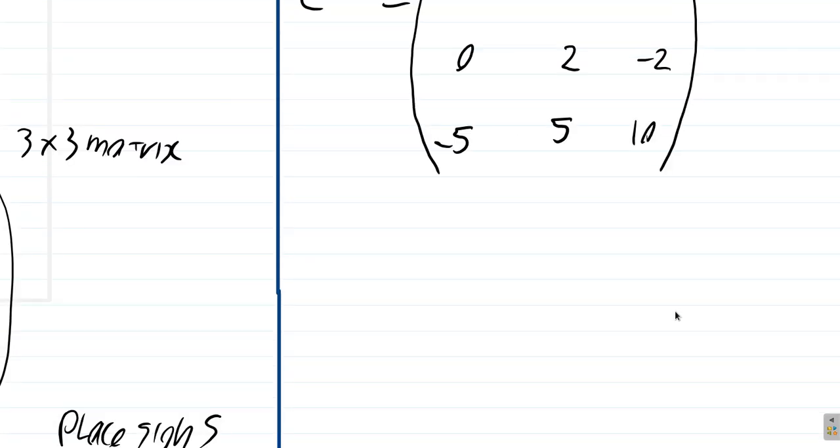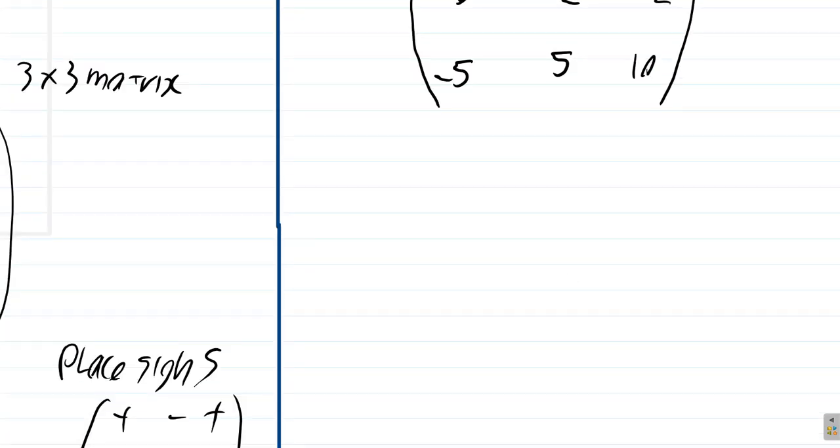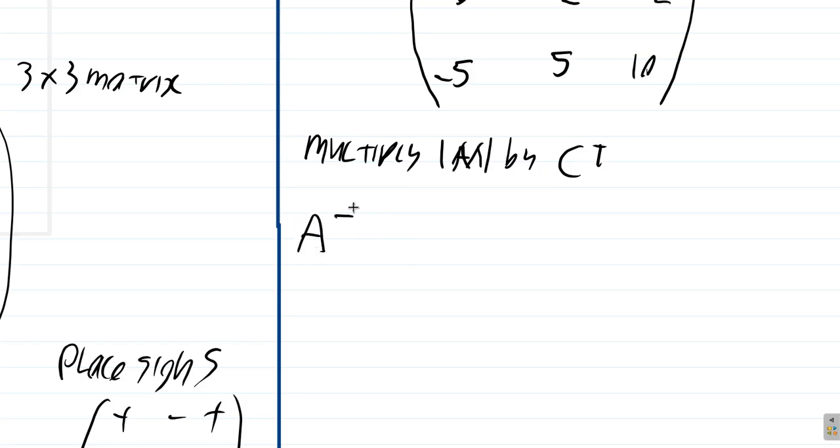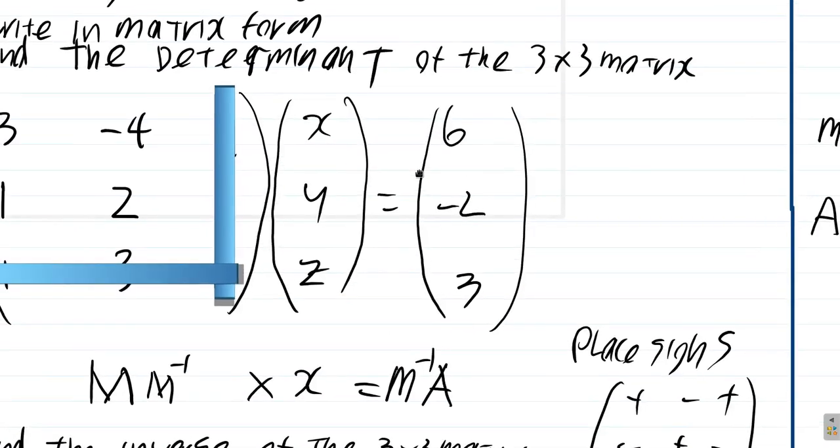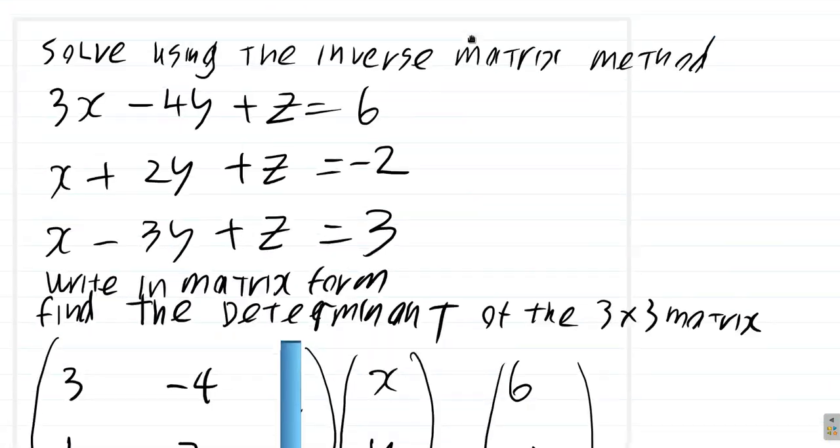Now, after transposing it, you multiply the determinant of M by the transpose of the matrix of cofactors, right? That will give you the inverse. A inverse is equal to, what was the determinant again?